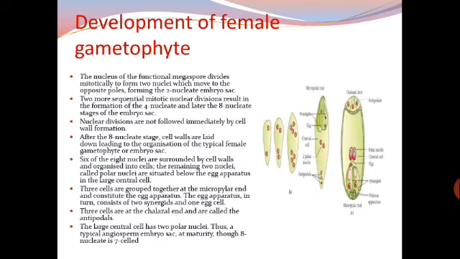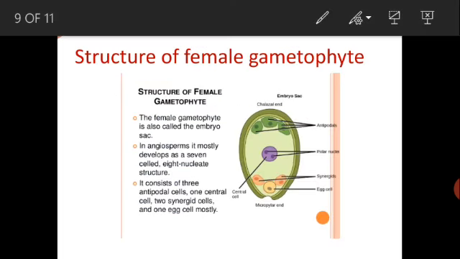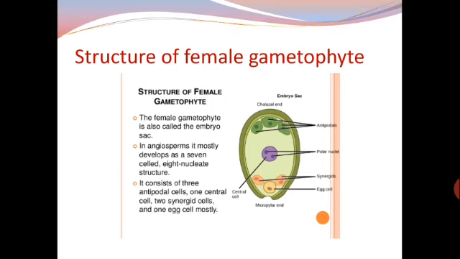Here also it has been shown, and in the synergids you can see they have labeled the filiform apparatus. About this we will discuss in the next class. So filiform apparatus are present in the synergids. These are 2 synergids, egg cell, antipodals and the polar nuclei. So very important is the structure of female gametophyte. It has also been asked many a times.